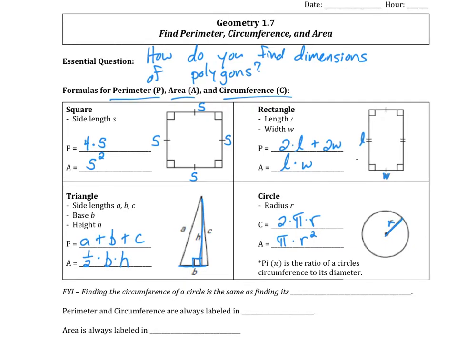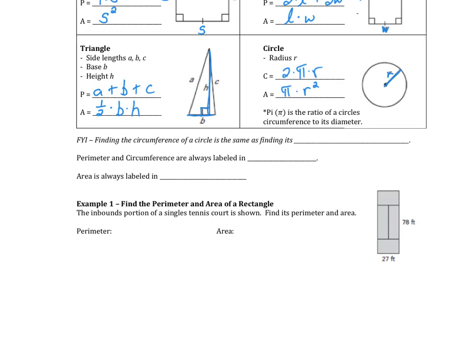So a couple comments here. Finding the circumference of a circle is the same as finding its perimeter, which we already mentioned. Perimeter and circumference are always labeled in units. So if it's in inches, it'd be inches. Miles is miles. Centimeters is centimeters. Area is always in units squared. What this means is if the measurement is inches, the area will be like 10 inches squared or 14 inches squared. And we have an example down here.